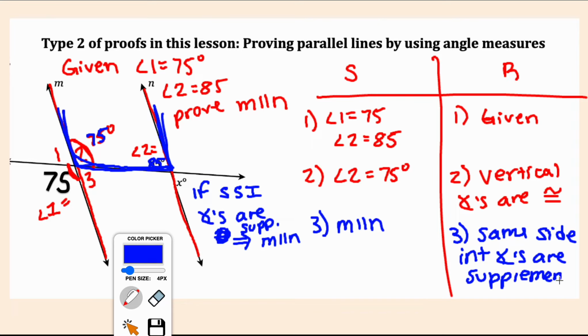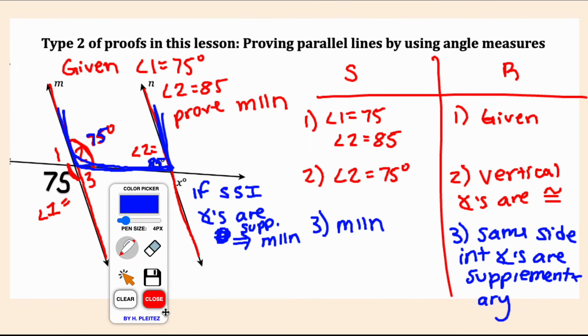Now, again, I'm going to have to write supplementary. So if our lines weren't parallel, we'd still have our same side interior angles, but the fact that they're supplementary means that our lines must be parallel.